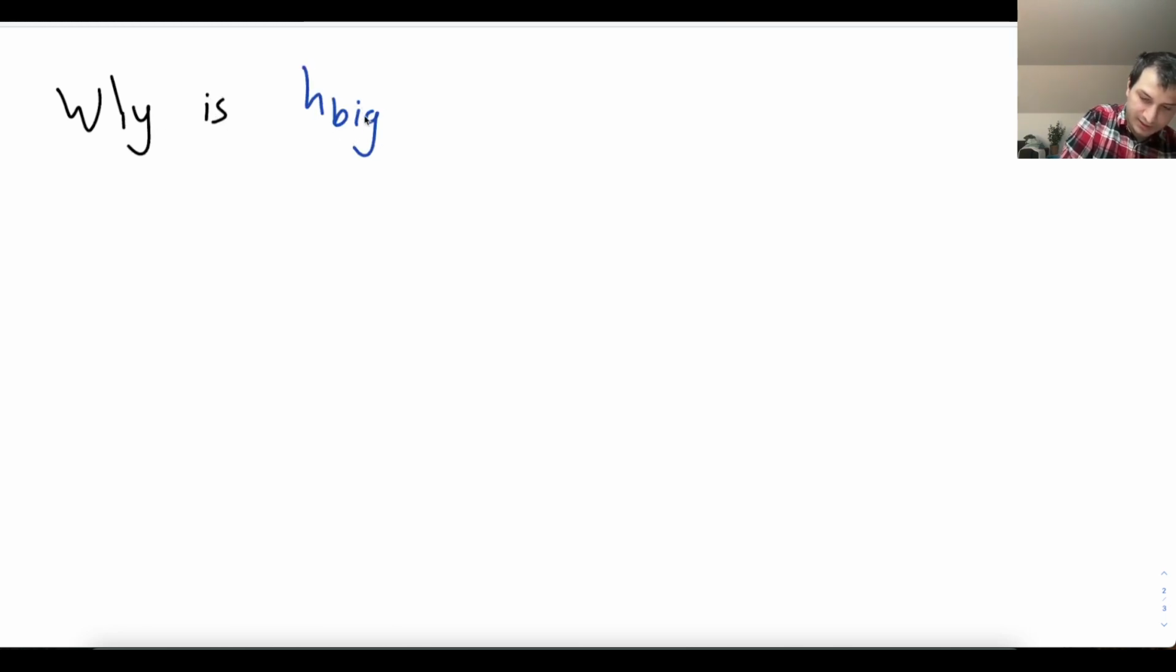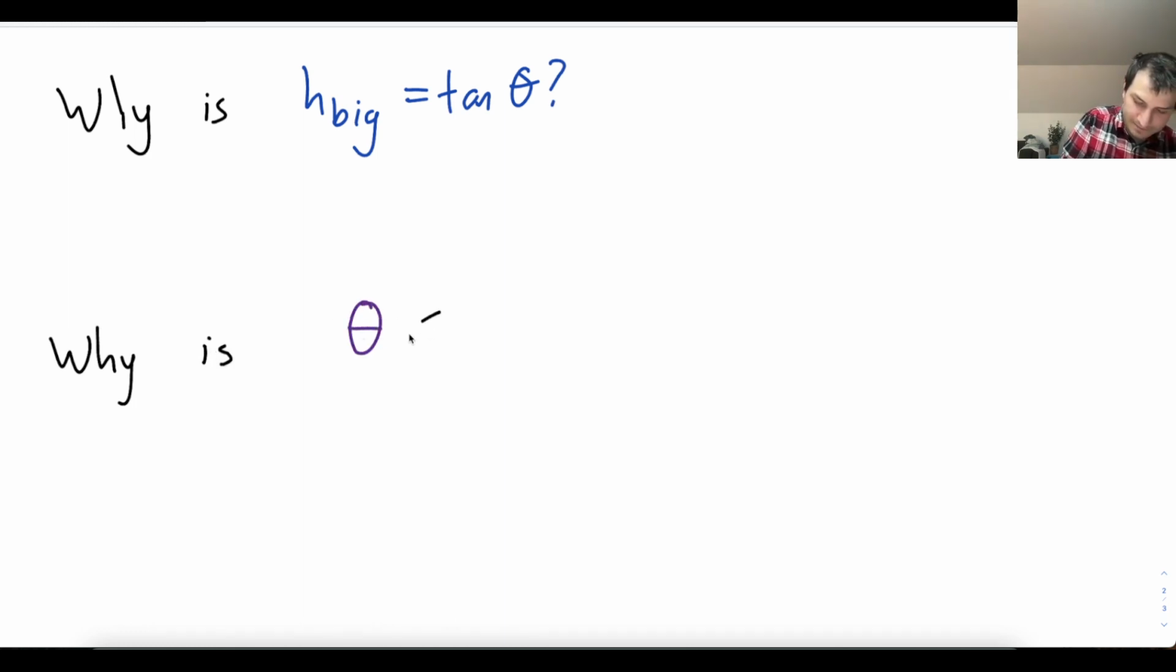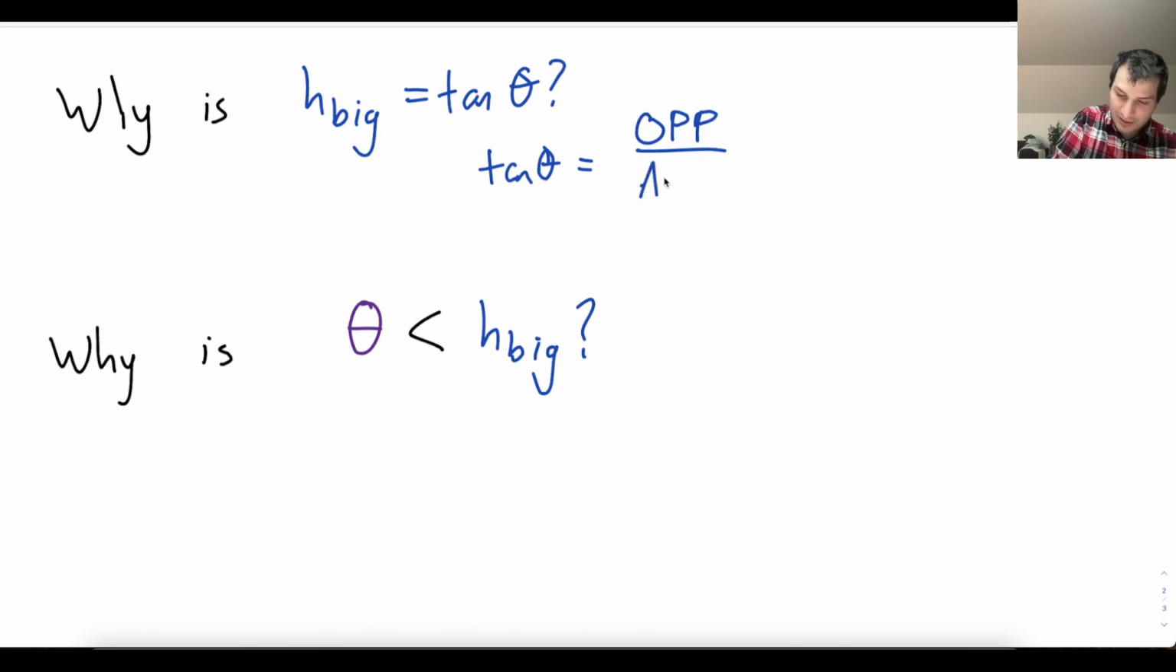So we're going to say, why is the height of the big triangle, h big, equal to tan theta? That's one question. And the next question is, why is theta less than h big? Those are the two questions we want to answer, or explain why they're true. The fact that h big is tan theta is, again, SOHCAHTOA. So the tangent of theta is the opposite divided by the adjacent.